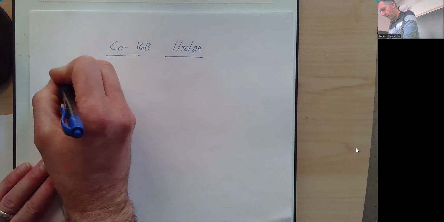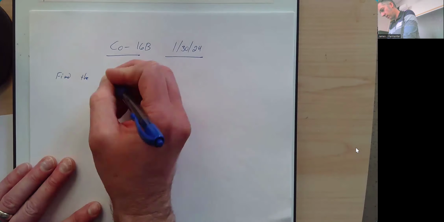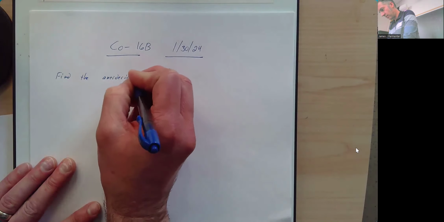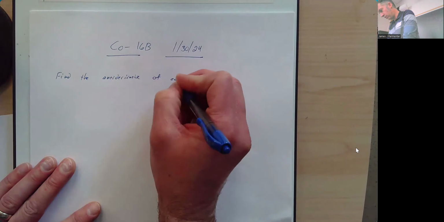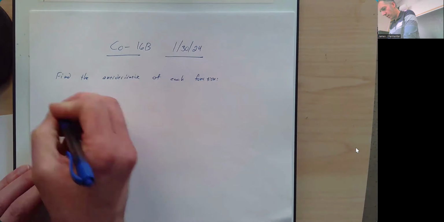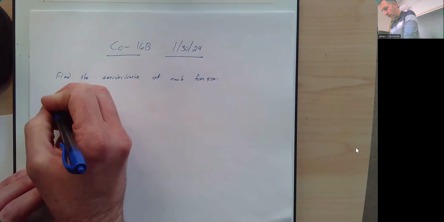So let's start with the following. So find the antiderivative of each function. The first one, the function, I'll give it a name.